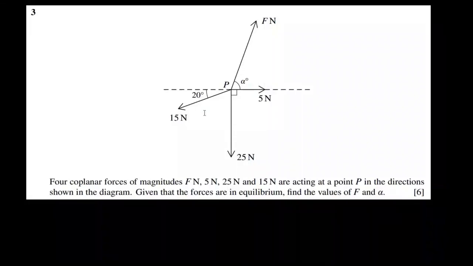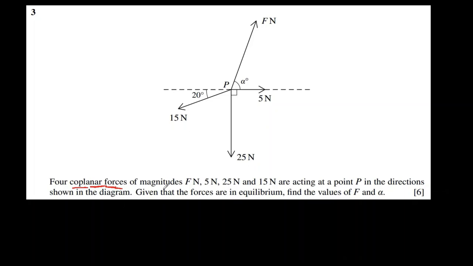Question number 3 is a very repetitive kind of question. I've seen such a question many times in exams, where they say there are 4 coplanar forces. When they say coplanar forces, that means they are not vertical forces, they are horizontal forces. Just imagine these forces lying on a table and you're looking at them from the top of the table. That means gravity is not part of this. Forget gravity. They have labeled them as F, 5, 15 and 25 newtons.